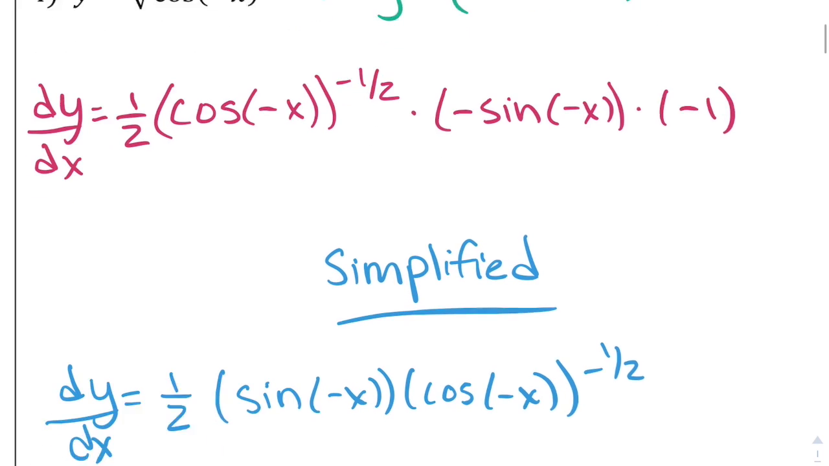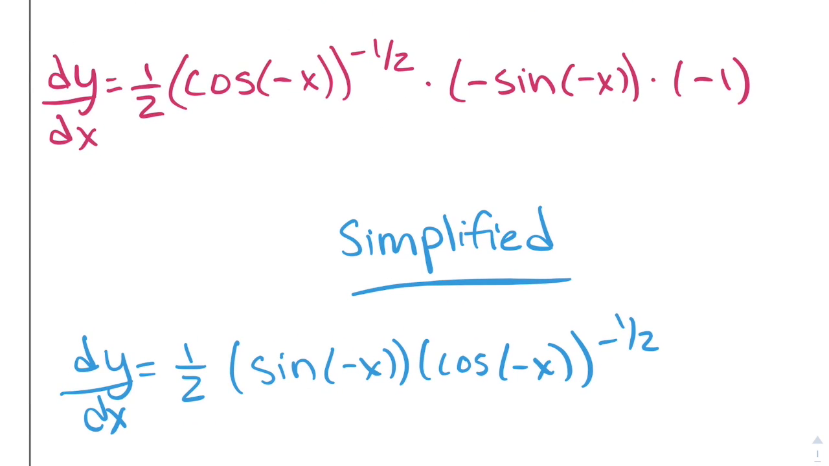Simplifying it, did I make an error? Nope. We have 1 negative. We have 2 negatives. So that becomes positive. The 1 times 1/2, right? So we have negative 1 times negative times 1/2. That's still just 1/2. Sine of negative x comes out front, and then we have cosine of negative x to the negative 1/2. So that is all correct. Simplified form.